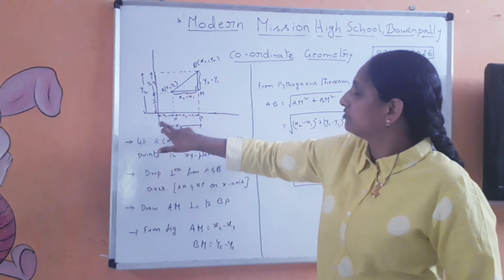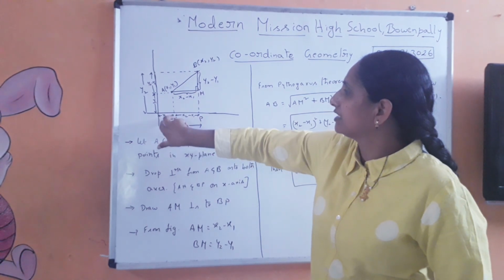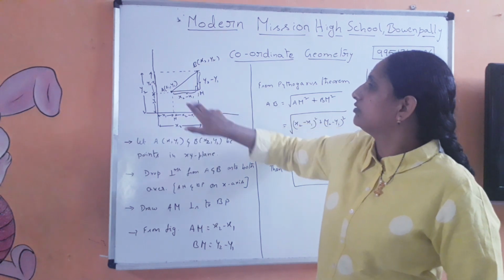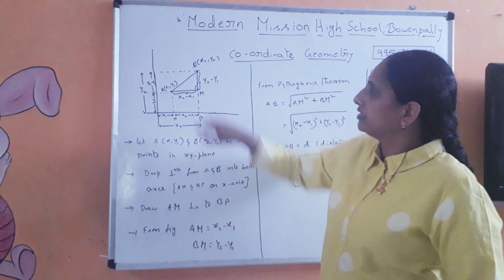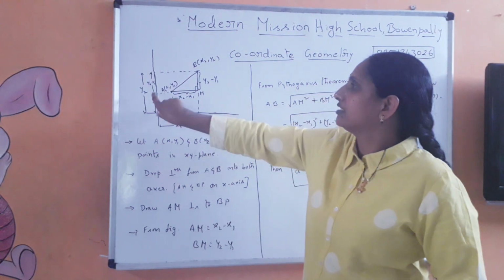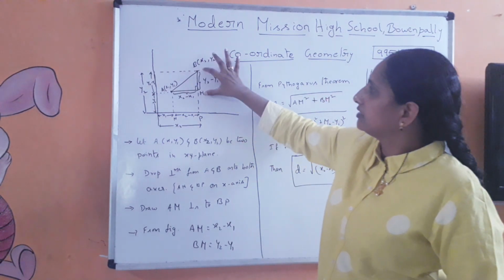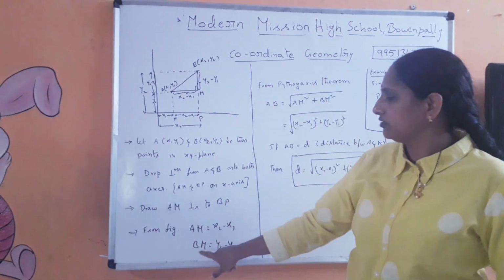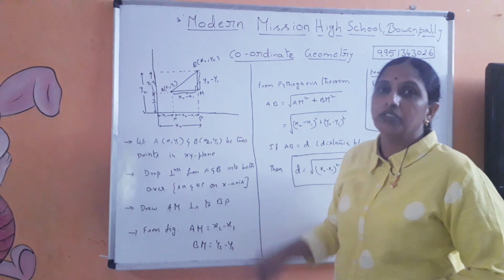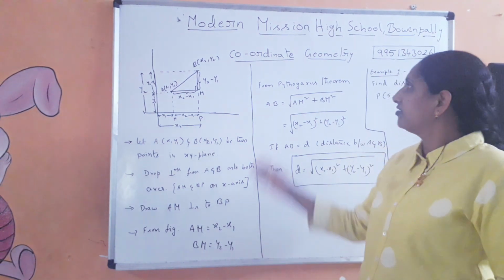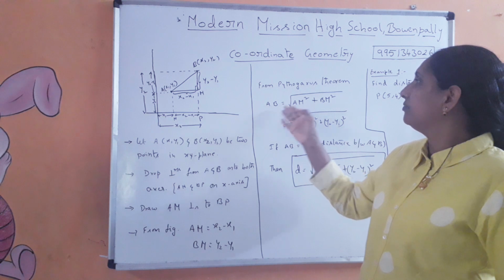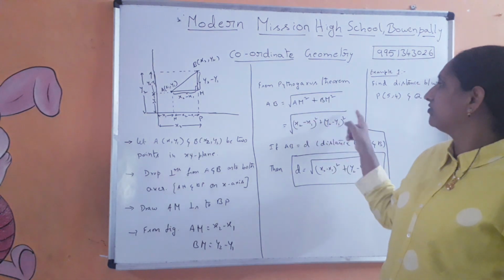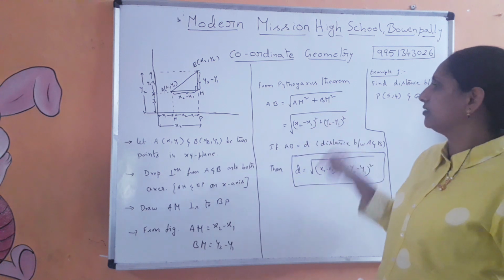So AM, from the figure you can say, this is x2, this is x1, and this part is x2 minus x1, which is equal to AM. Similarly, this whole thing is y2, this is y1, and this part is y2 minus y1, which is BM. So AM is equal to x2 minus x1, BM is equal to y2 minus y1. Now from Pythagoras theorem, AB is equal to the square root of AM square plus BM square. So, the square root of (x2 minus x1) whole square plus (y2 minus y1) whole square.